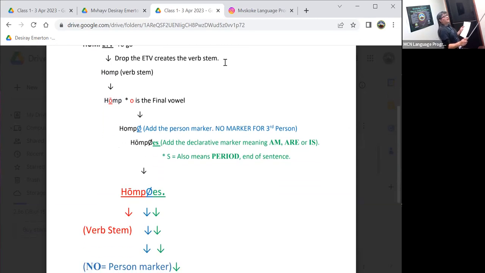And the third one is you add the person marker. Since there's no person marker, like I said, we're trying to learn in steps. That's why I added that symbol. Or you can put, and I've seen some people put, open parentheses and close parentheses, just to know that that's a marker. Because there's nothing there. There's no marker for third person.